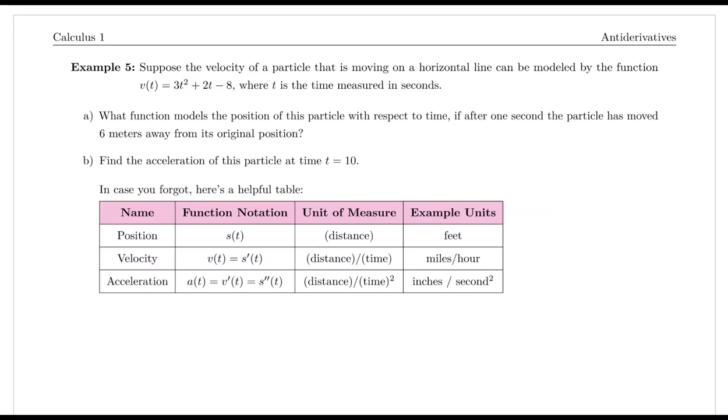We have this handy dandy table down here, and so we're given the velocity function, and we'd like to find the position function. And so in order to do that, going from velocity to position, we need to take an antiderivative. So let's start. We have v of t is equal to 3t squared plus 2t minus 8.